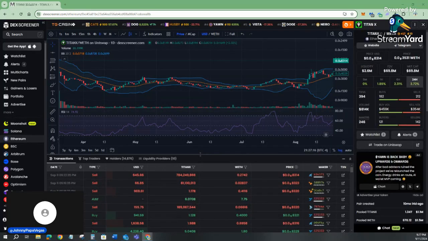So I call this the LP ladder strategy. For those of you that have been in the TitanX ecosystem, you guys are always hearing the term ladder. So I just figured, okay, I'm just going to piggyback off that term and use it for this, but it makes sense. And bear with me here. It'll all make sense in the end.